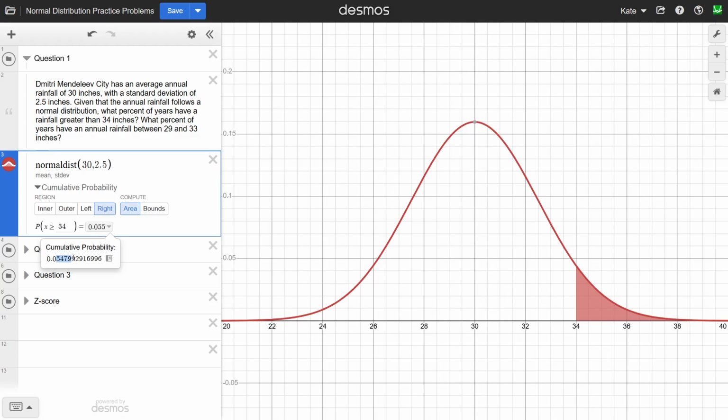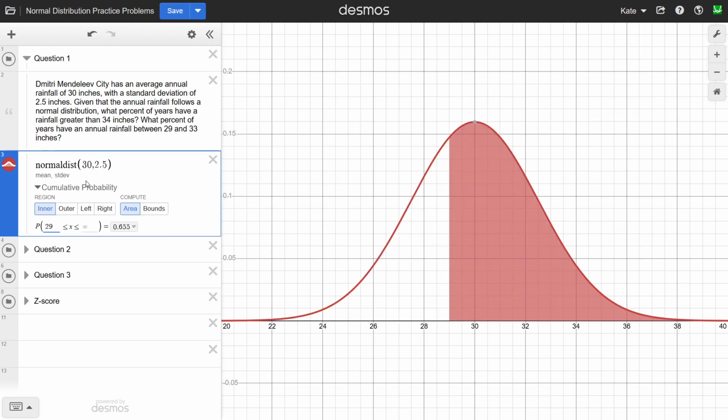even 5.550. This next part, it's percent of years, so same thing, same area computation. Annual rainfall between 29 and 33 inches. This can be our inner function, which is between 2 points. Put 29 here and 33 here. That's about 54%, or 0.54.